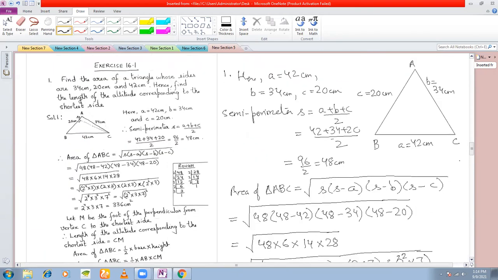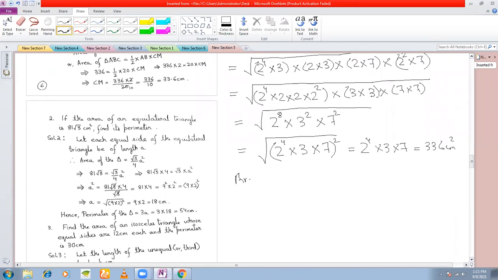Now we'll look at the second part of the question. The second part says, find the length of the altitude corresponding to the shortest side. Which one is the shortest side? This one. So this is the altitude to the shortest side. Let's call this M. You need to find out the length of CM. So how do you find out the length of CM?